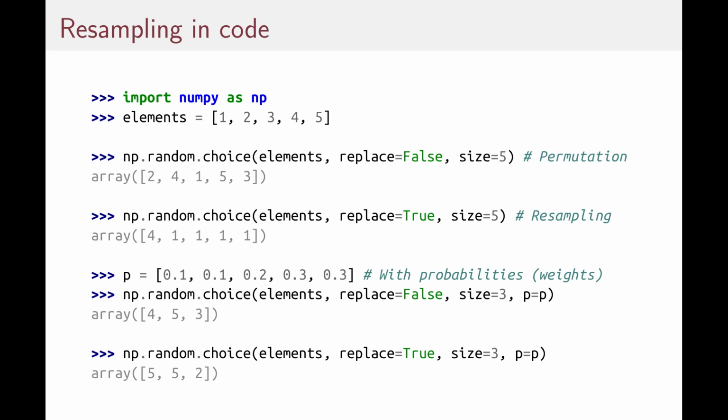And then you can do this with probabilities or weights. So drawing some elements is more likely. And you can do that with or without replacement. And you don't have to draw the same number of elements always. You could, for instance, draw 3 elements. But the most used thing is permutations or resampling with replacement, also called bootstrapping. So very easy to do in code.